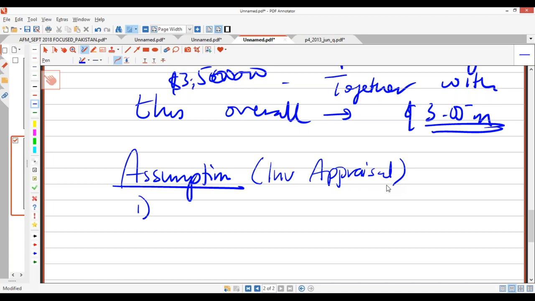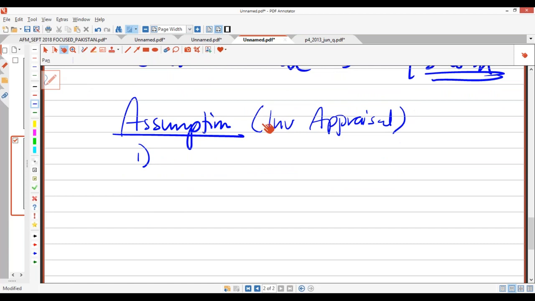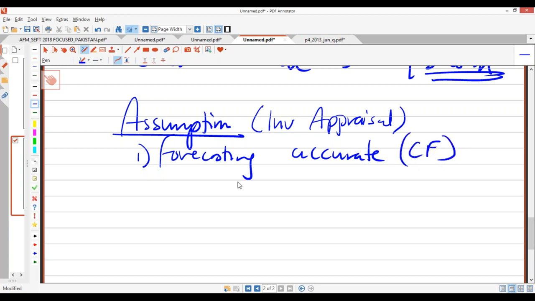There are a lot of questions on investment appraisal assumptions. You can just take any of the investment appraisal questions. There will be assumptions down there, three to five assumptions if you want to throw it in. Okay, we're going to say the forecasting of your cash flows is accurate.